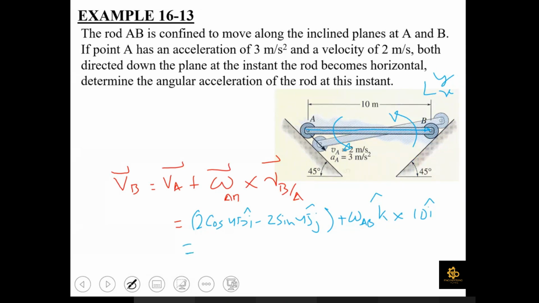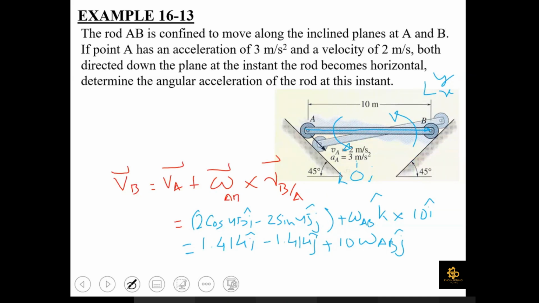Taking this cross product, the right hand side would become 1.414 i minus 1.414 j, and omega cross r जो है वो अगर हम वही i j k consider करें, it is going to be plus 10 omega AB, and k cross i is j, so it would become 10 omega AB j. So I hope that the right hand side is clear to all of you. Yes.